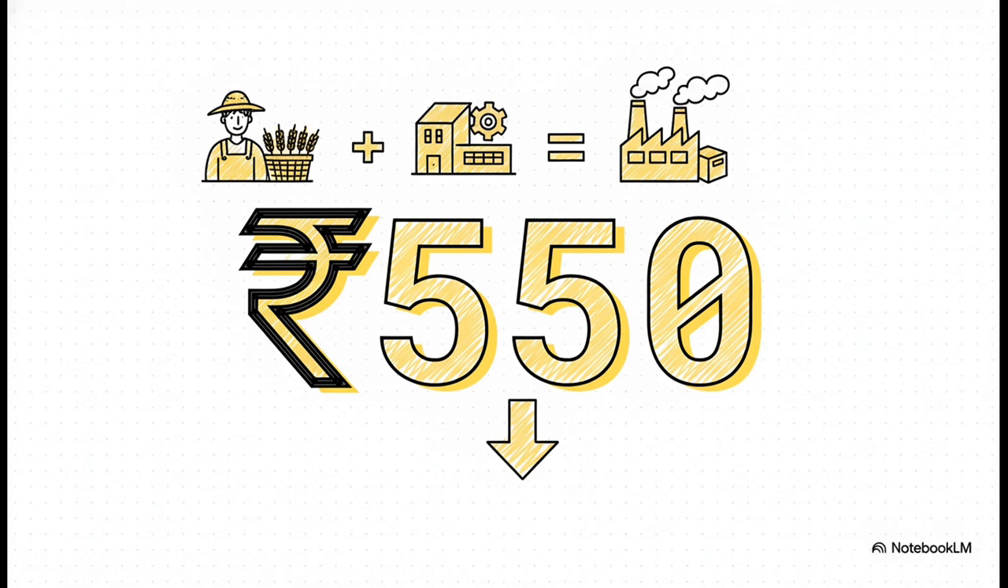And here is where the magic happens. What do you get when you add up all those individual value-added numbers? You get 100 from the farmer, plus 200 from the mill, plus 250 from the manufacturer, and it equals exactly 550 rupees. See? This shows the core idea perfectly. The sum of the value added at every single stage is exactly the same as the final price of the product. No inflation, no double counting, just a clean number.